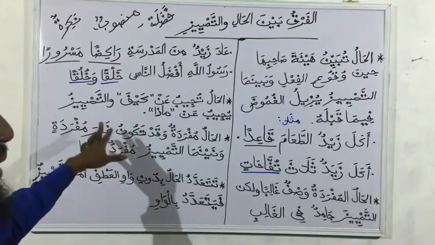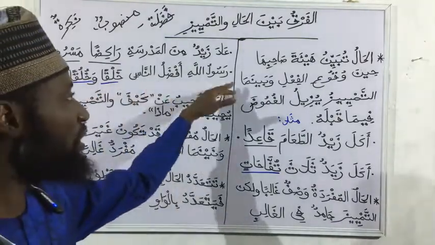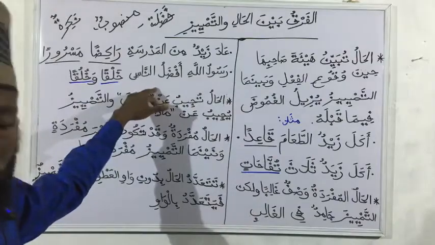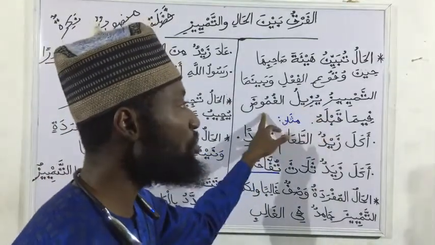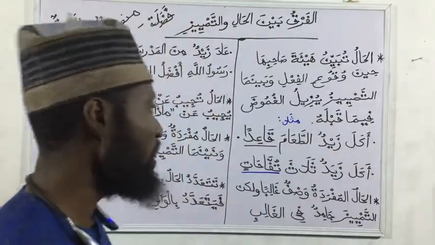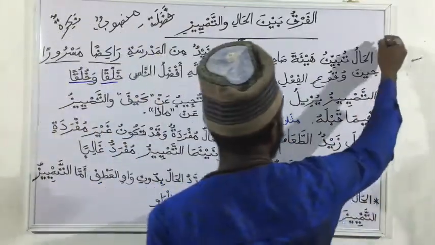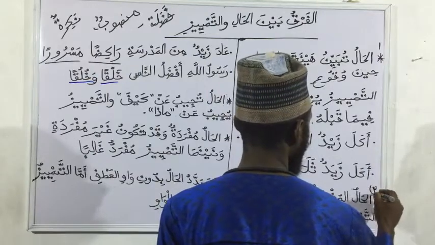So that means the tamyiz helps us clear what? The ambiguity that we had before. Do we understand? So that is why they say at-tamyizu yuzilul gumuda fima qablahu. So that is that. Now let's look at the second point. That's the first on the definition. Let's look at another one.